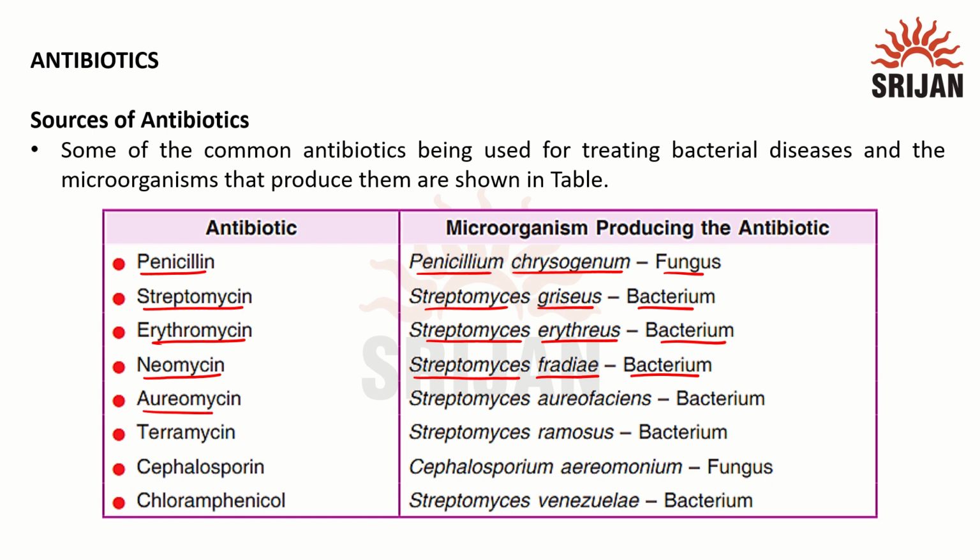Then we have aureomycin extracted from Streptomyces aureofaciens. Terramycin is extracted from Streptomyces rimosus. We have other antibiotics like cephalosporin extracted from the fungus Cephalosporium acremonium. We have chloramphenicol, which is extracted from Streptomyces venezuelae.